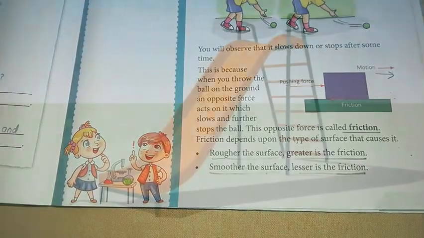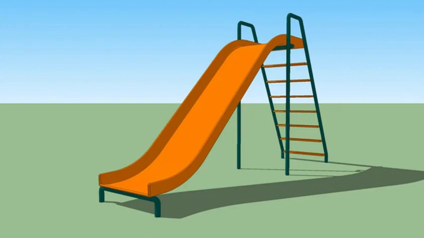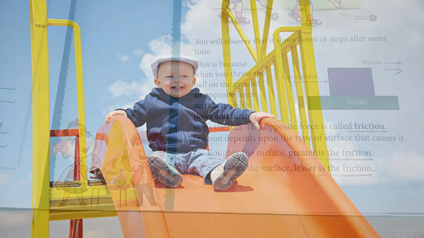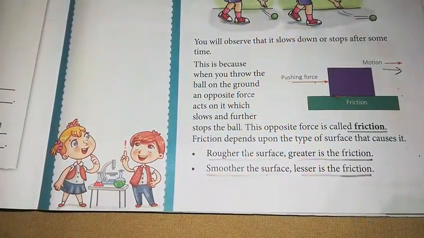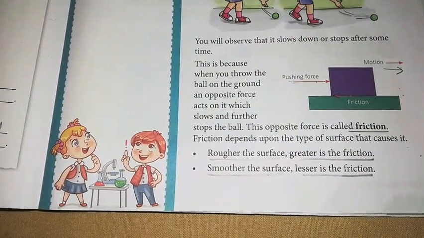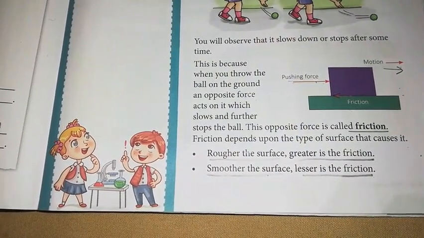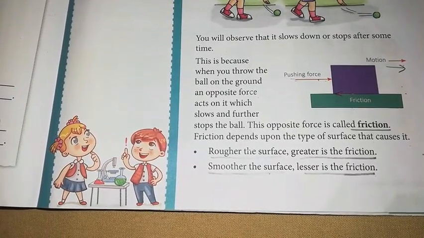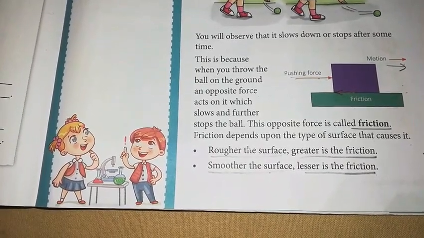For example, take the slide as an example. You all have played on the slide in our school. What is the specialty of this slide? Yes, it is smooth. So, when you sit on the slide, you will easily move down on it. This shows that smoother surfaces have lesser friction. So, if a surface is rough, friction is greater, and the movement on that surface is difficult. If a surface is smooth, friction is less, and the movement on that surface is easy.